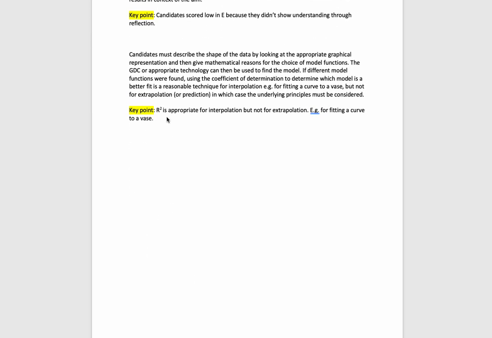Final point. The R-squared value is appropriate for interpolation, but not for extrapolation. So just be careful here. It actually gives an example for fitting a curve to a vase, which I have a video for. If you're going to mention R-squared, it's fine for talking about how well the curve fits within the range of data that you were given. But if you're going to start using it for extrapolation or predictions, it's perhaps not an appropriate measure of how well the function fits.